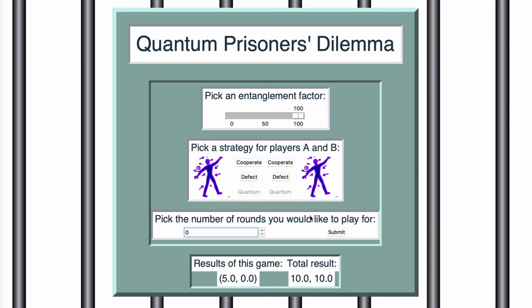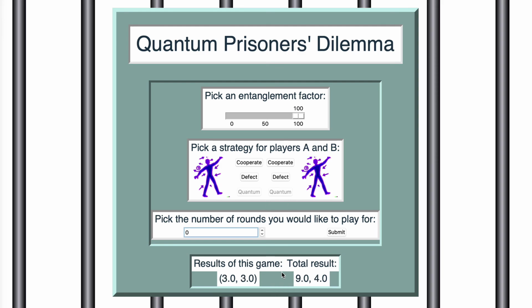And how about quantum versus quantum? I have to increase the number of rounds. Quantum versus quantum, both players get 3 points. So now there is a new equilibrium at the quantum move. And that's because no matter what your opponent does, if you're playing the quantum move, you'll always have an advantage. For instance, if you're playing quantum cooperate, you have the same number of points as your opponent. Quantum defect, you have more. Quantum, you have the same.